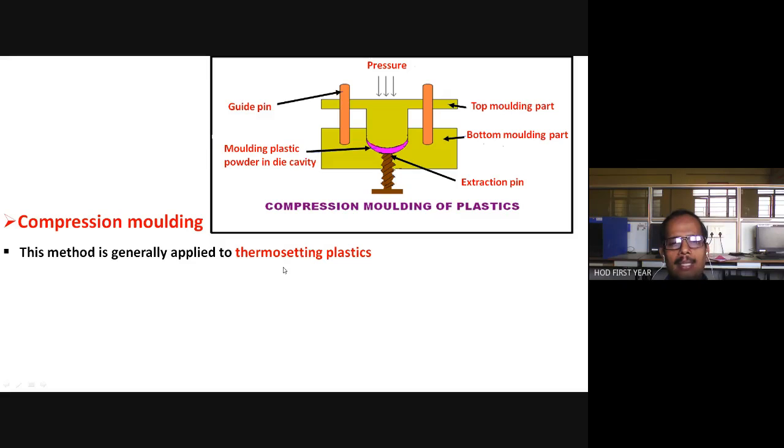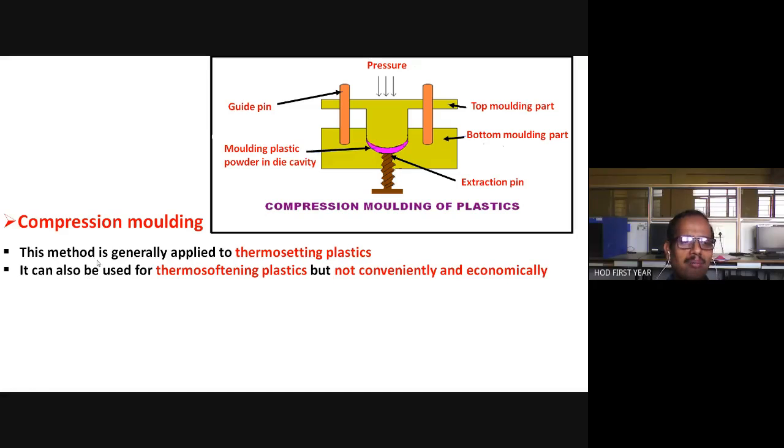But besides thermosetting plastic, this method can also be used for thermosoftening plastics. It can be used, but not conveniently and economically. Not preferable. Can be used, but not preferable. It is preferable for thermosetting plastics.